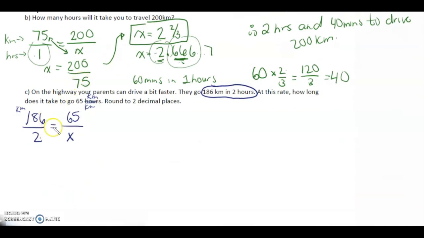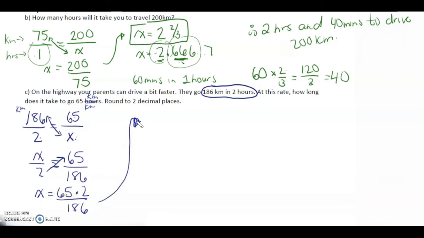Okay, so first let's switch because we want the x on the top. So let's switch x and 186. So x comes up here, we have x over 2. 186 comes down, we have 65 over 186. Now we have to cross multiply the 2 up. We get x equals 65 times 2 over 186. If you want this in 2 different steps, x equals 130 over 186.